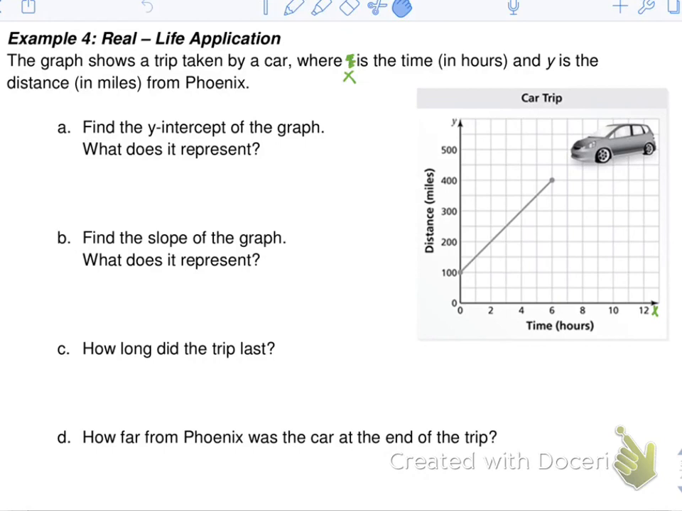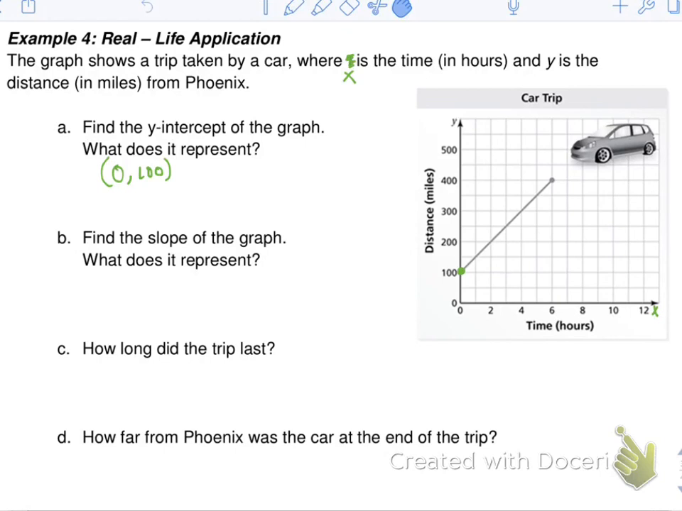Part A, find the y-intercept of the graph. So, my y-intercept is right there where I just put a green point. That is 0 and 100. It says, what does it represent?